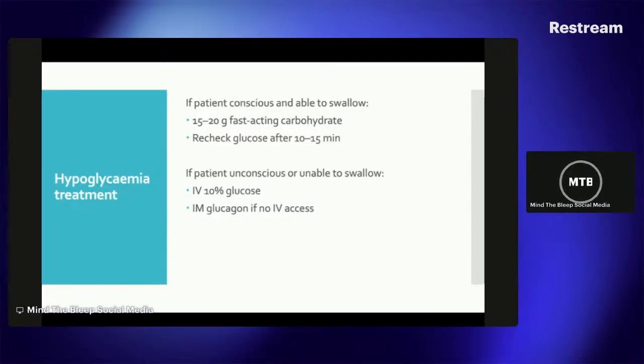And in terms of the management, you can look at the local trust hypoglycemia guidelines, and it's important to always recheck the glucose after you've administered that initial dose of either the fast-acting carb or the IV glucose or the IM glucagon. And it's always good to give the patient longer acting carbs afterwards because that will help with the hypoglycemia.